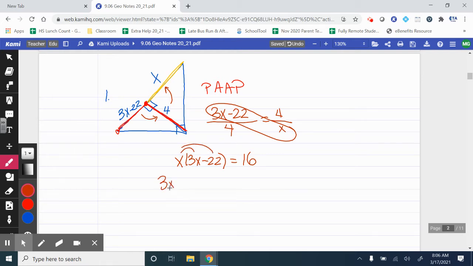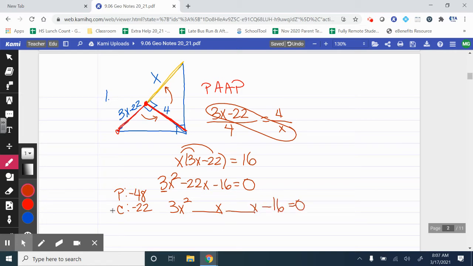All right, so you should have distributed here 3x squared minus 22x. Also want to get that equal to 0, so you should have subtracted over your 16. Since there's a 3 in the front, there's no GCF, I'm going to use P's and C's. So my P here is going to be negative 48. My center term is negative 22. So I'll do 3x squared blank x blank x minus 16 equals 0. I need two numbers that have a product of negative 48 and combine to negative 22. If you're not sure what those are, feel free to go to your calculator into your y1 and do negative 48 divided by x to list the factors and look for two that combine to negative 22. And that should be negative 24 and positive 2.